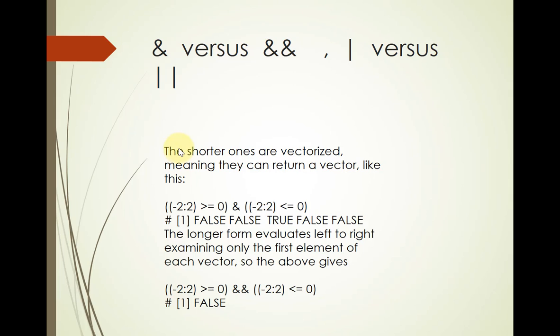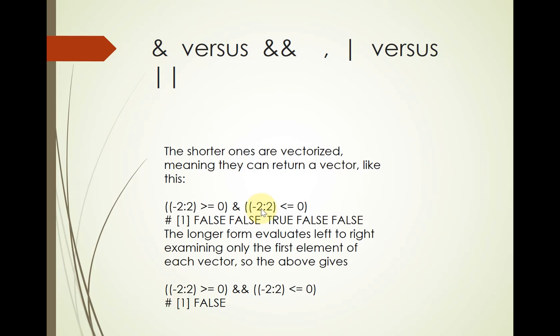So here's the explanation on the difference between the single operator and the double. The shorter ones are vectorized. Those are the ones we've been working with, meaning they can return a vector like this. So here, if we take this vector and we say, is it greater than or equal to 0? It's going to compare each term. So the first term is false, the second term is false, the third term is true, the fourth term is true, and the fifth term is true.